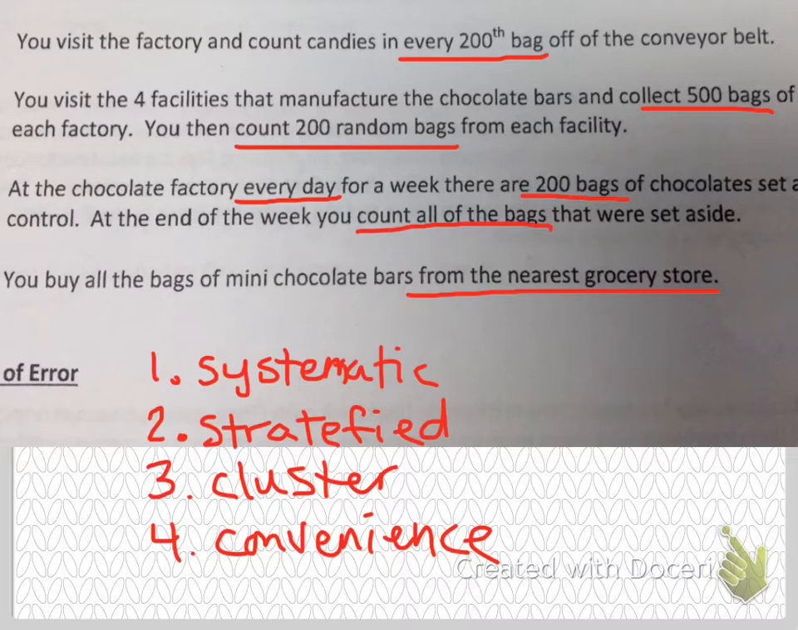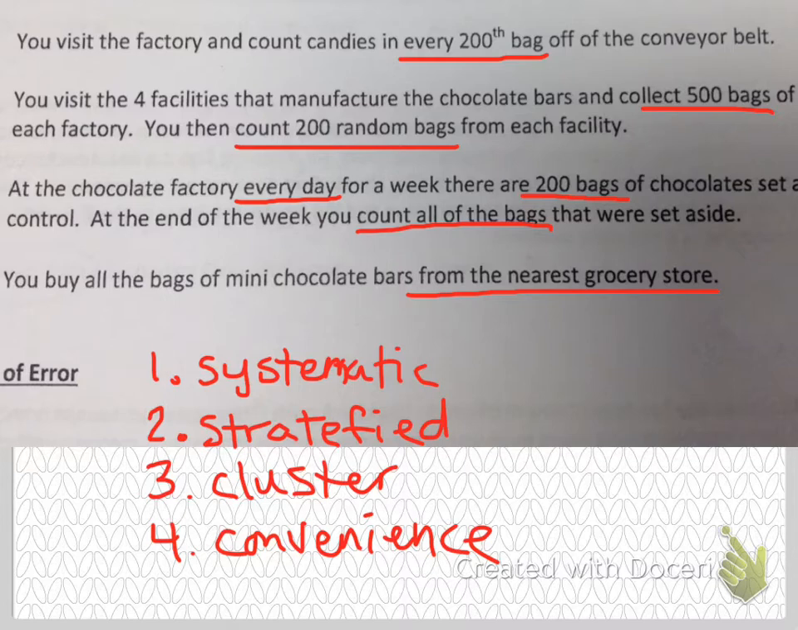Alright, the third one is cluster sample. So every day for a week there are 200 bags of chocolate set aside, and at the end of the week you count all the bags that were set aside. So you form groups, one group for every day, and then use every member of that group. That would be the 200 bags.